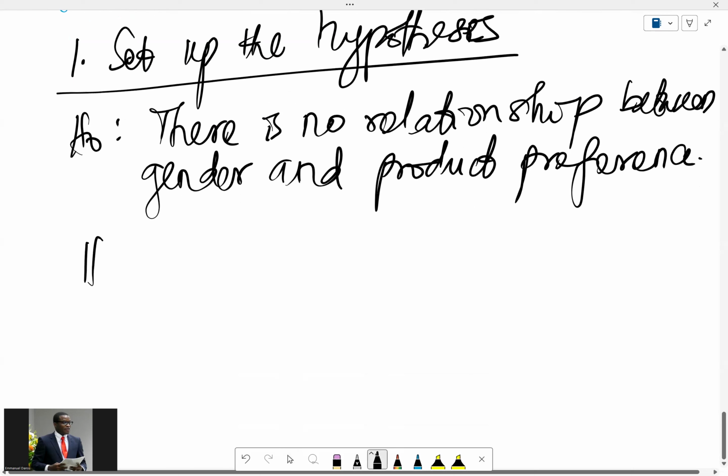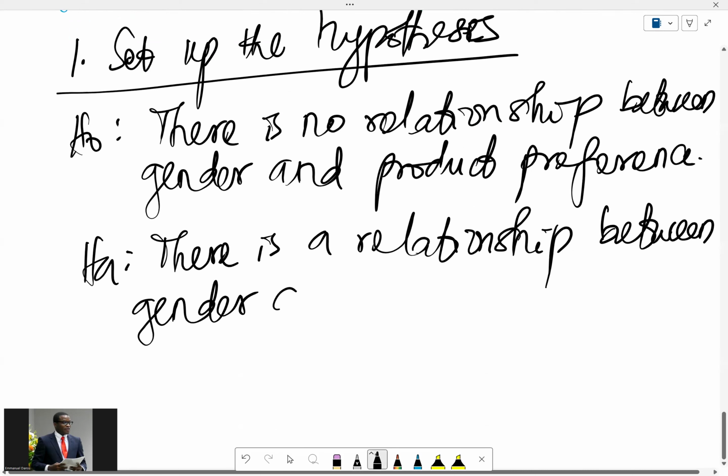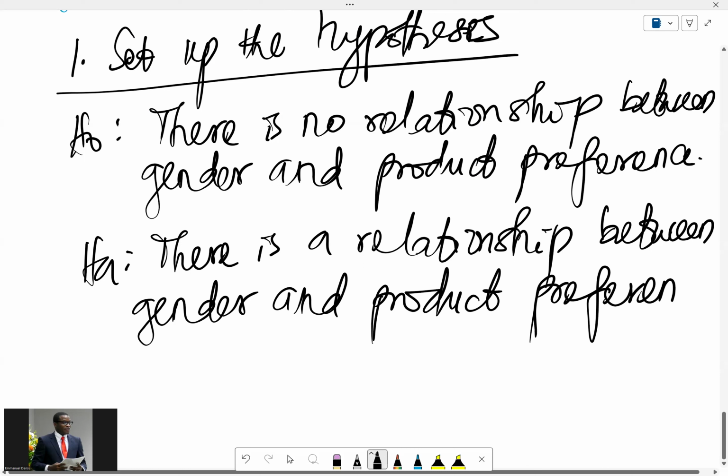Then the alternative hypothesis is that there is a relationship between gender and product preference. Okay.